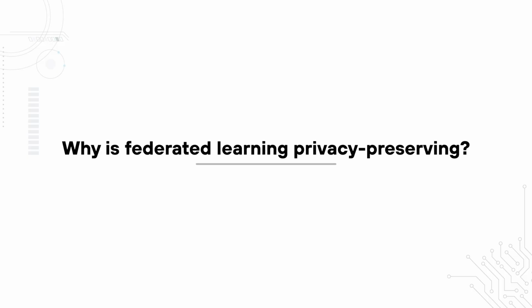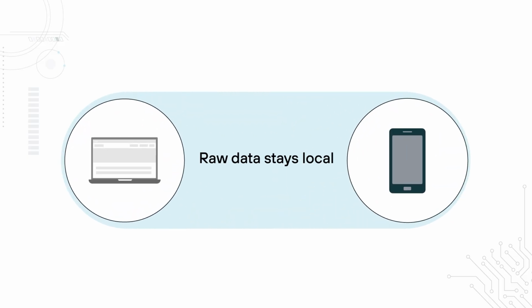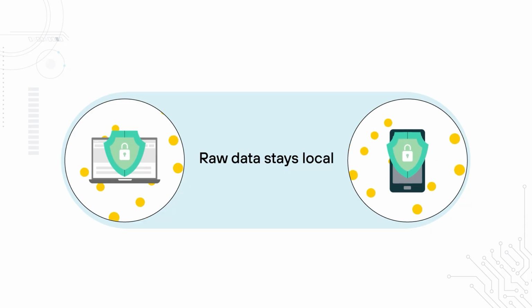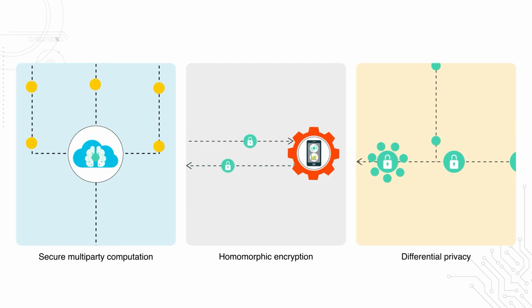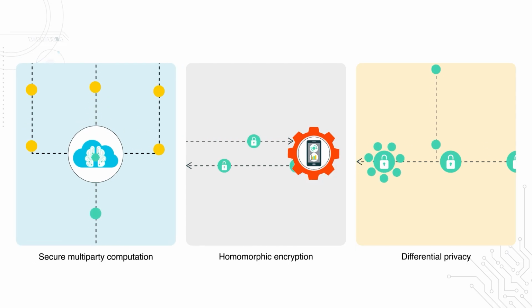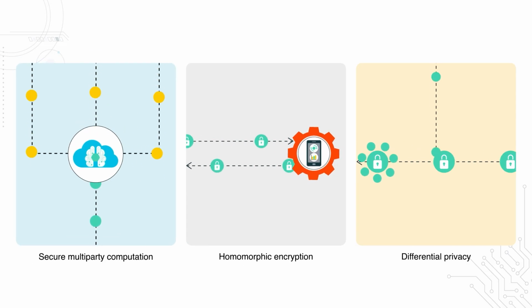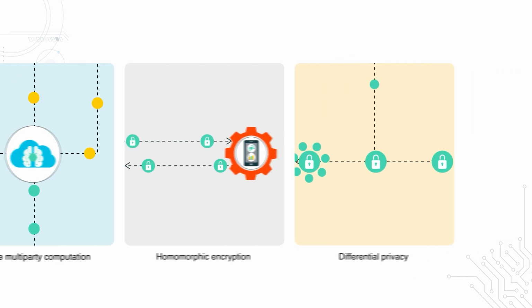Why is federated learning considered privacy-preserving? Because the raw data never moves. Only encrypted model updates are shared. Privacy is protected by layers of technology, like secure multi-party computation, homomorphic encryption, and differential privacy.